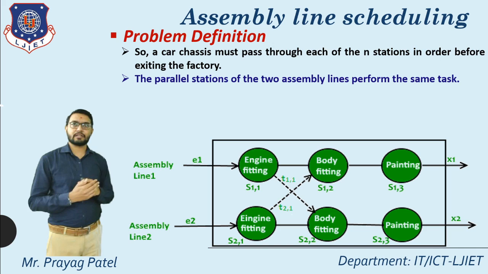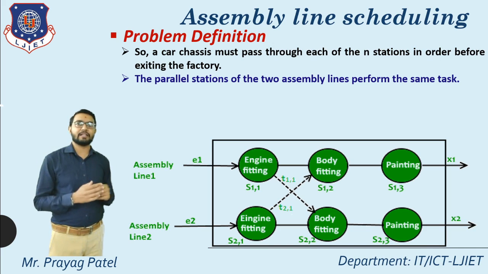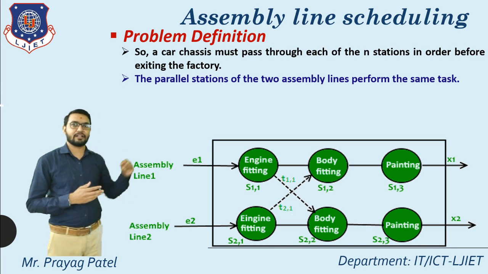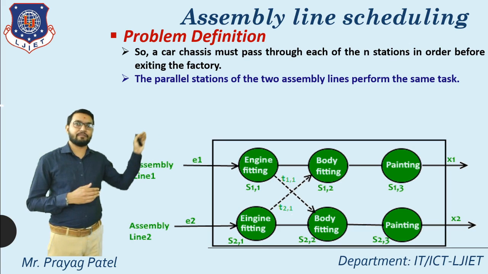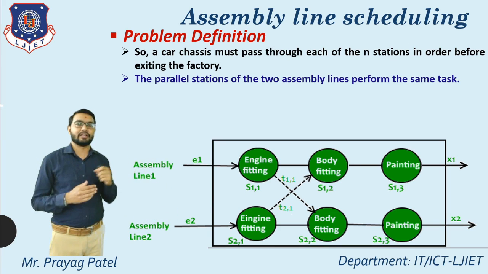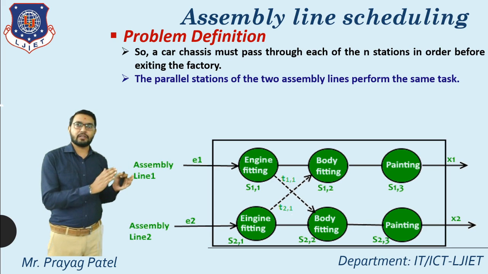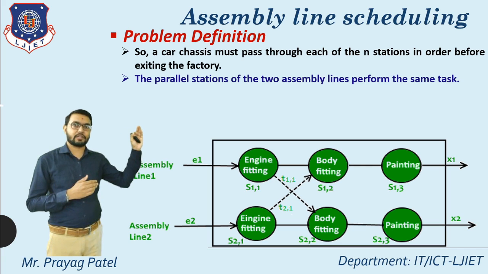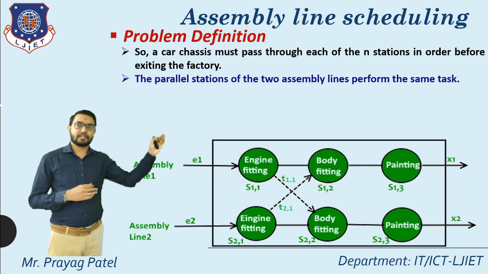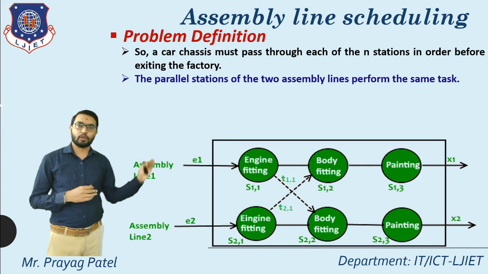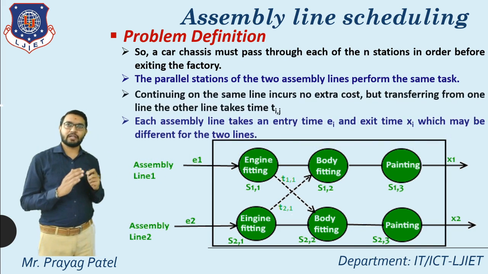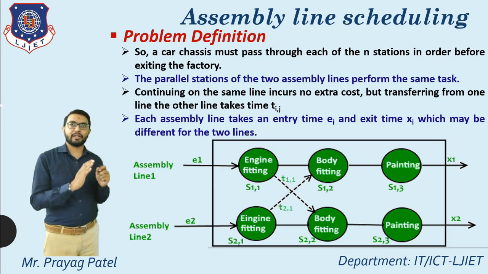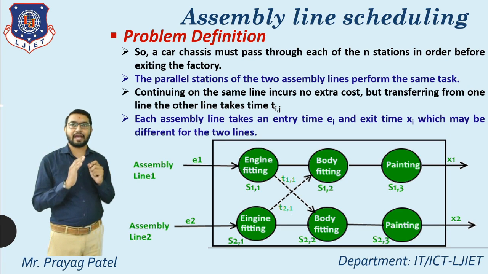The parallel stations of the two assembly lines perform the same task. The first station on line 1 is engine fitting, and on line 2 it is also engine fitting. Each and every station performs the same task on both lines. The first station is engine fitting, the second station is body fitting for both lines, and the third is painting for both lines.